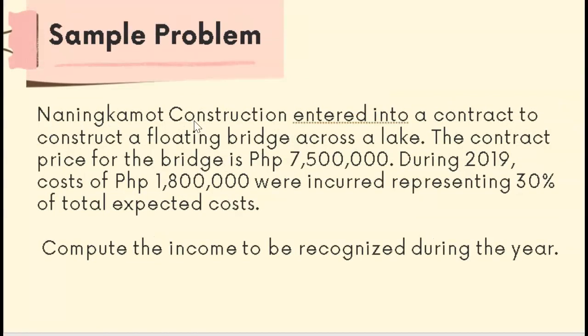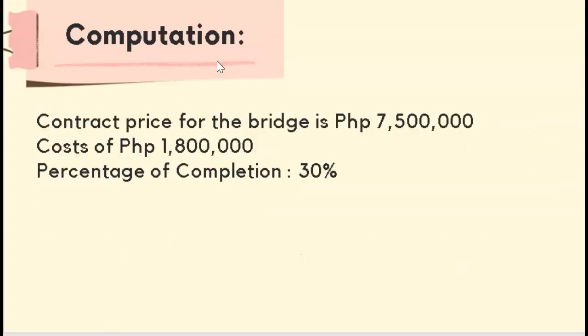Okay. Naning Kamot Construction entered into a contract to construct a floating bridge across a lake. The contract price for the bridge is 7.5 million. During 2019, costs of 1.8 million were incurred, which represents 30% of the total expected costs. Let's compute the income to be recognized during the year. For the computation, we have the given figures or the given items. We have the contract price for the bridge, which is 7.5, the cost incurred in 2019 of 1.8, and percentage of completion of 30%.